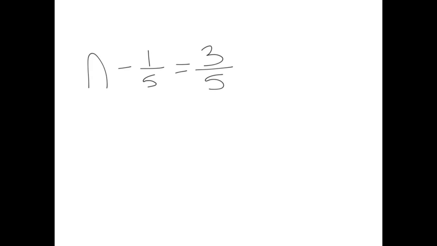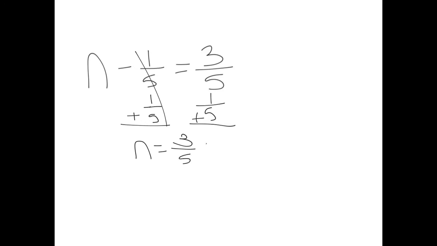Now we have n minus 1/5 equals 3/5. To undo subtraction, we have to add 1/5 to each side, which goes to n equals 3/5 plus 1/5, which is 4/5, and that's in simplest form. So that would be the answer.